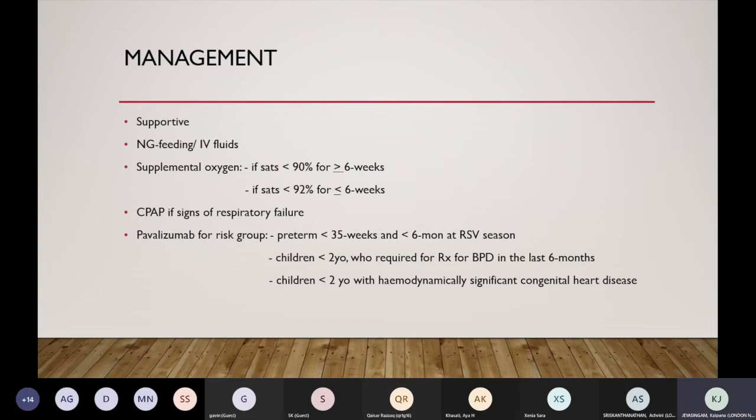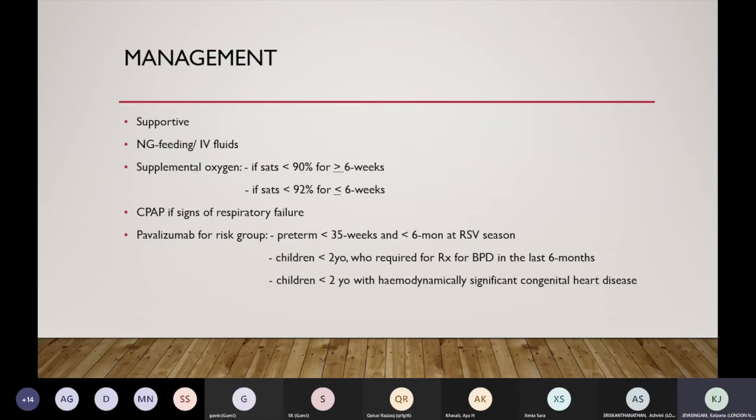Some babies are eligible for a monoclonal antibody called palivizumab, which is given to high-risk babies, so that is preterm babies who were born less than 35 weeks and they are less than 6 months during the RSV season, i.e. during November to March period, or children who are less than 2 years of age and they require treatment for bronchopulmonary dysplasia in the last 6 months. Bronchopulmonary dysplasia means just chronic lung disease.